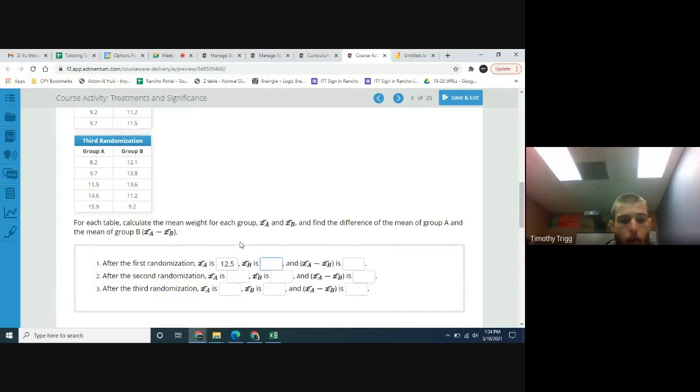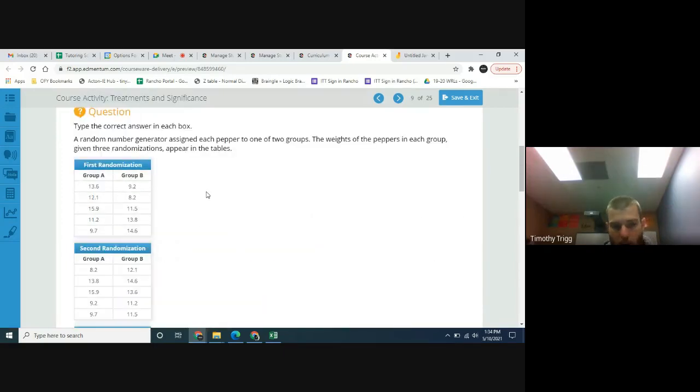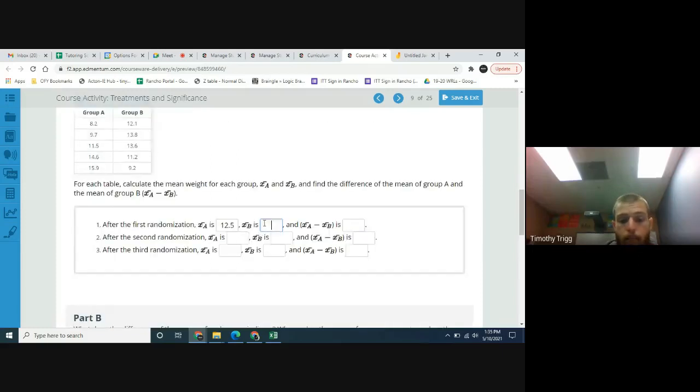Let's do the same for group B in this first randomization. So let's go and add those together: 9.2 plus 8.2 plus 11.5 plus 13.8 plus 14.6. Okay, got 57.3. Again, I want to find the mean, so I divide by how many there are. In this case, dividing by 5, 11.46.